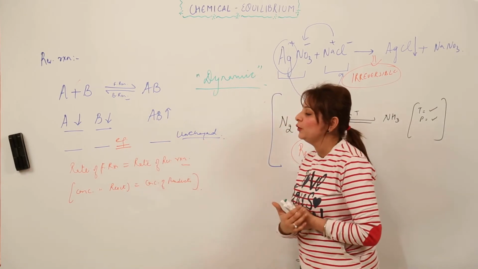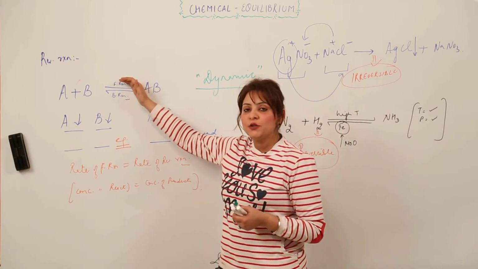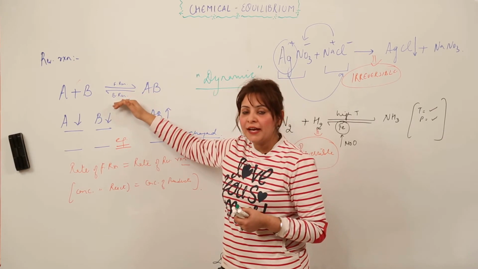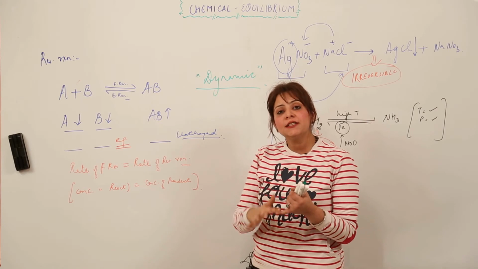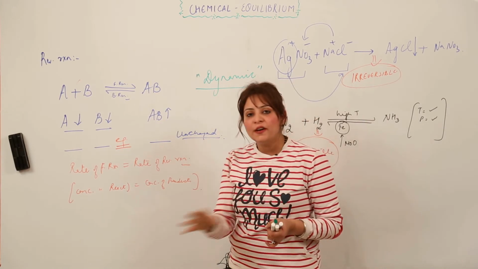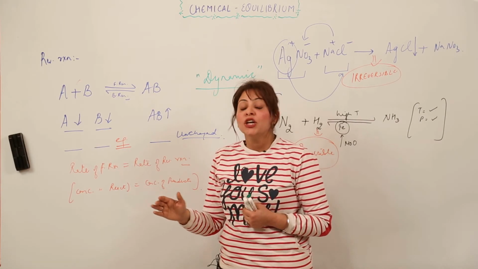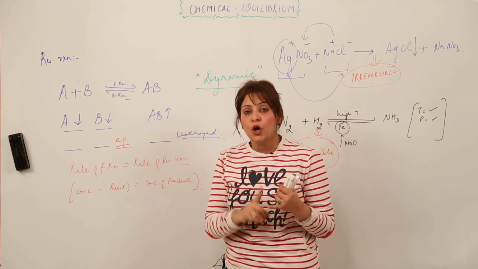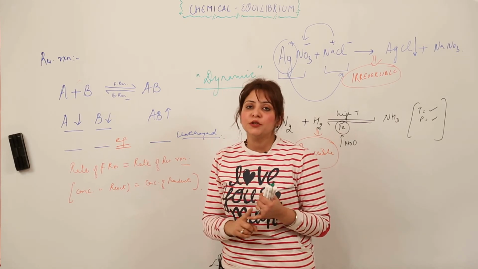So how are you going to define equilibrium? Equilibrium is a stage when the rate of the forward reaction becomes equal to the rate of the backward reaction, or we see constancy in properties like concentration, pressure, temperature, or whatever property we are going to study. All the properties just remain constant. So just keep in mind the reaction hasn't stopped, it is still going on, only the rates of the forward and the backward reaction become equal.